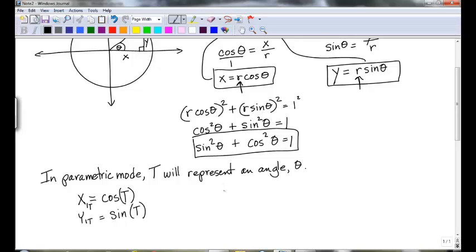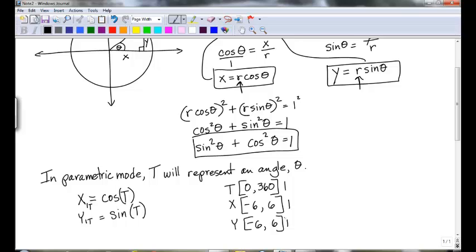360. So when I do the window, for my t, because t represents the angle, I'm going to go from 0 to 360 degrees. And then you have to tell it, let's just do 1. For the x, I'm just going to do negative 6 to 6, scale 1. For the y, negative 6 to 6, scale 1. Okay, let's do that first. So put in for x sub 1t, cosine of t. And the t is the X,T,theta,n key.